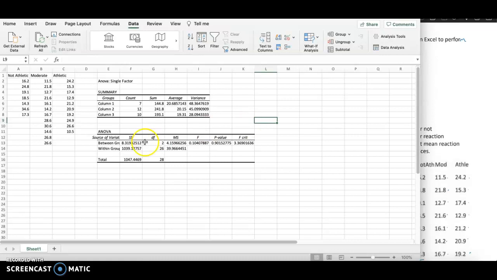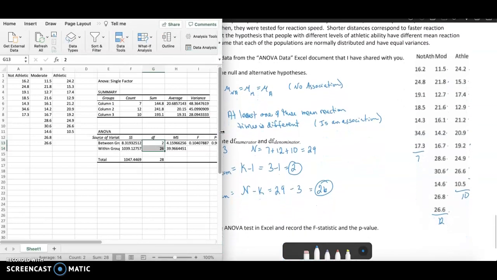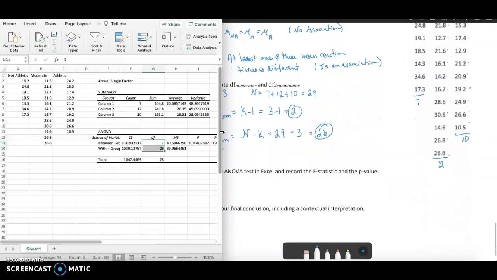The first thing I want to draw your attention to is the degrees of freedom down here. Notice that we calculated 2 and 26, but that also can be found in Excel. Those also come out in Excel.